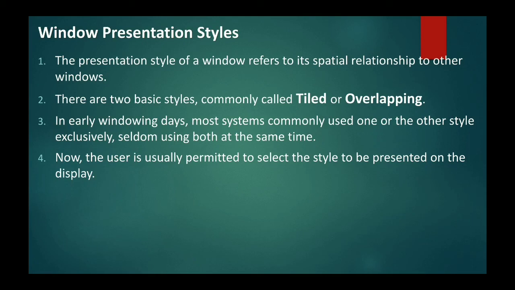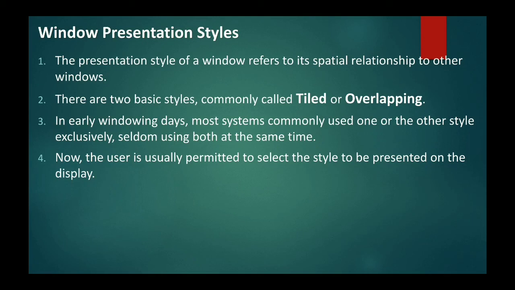Basically we have two types of presentation style. One is the tiled presentation and the second is the overlapping presentation. In early windowing days, most systems commonly used one or the other style exclusively, rather than both at the same time. Now the user is usually permitted to select the style to be presented on the display.